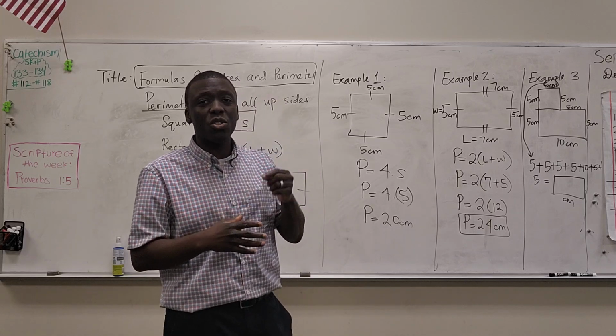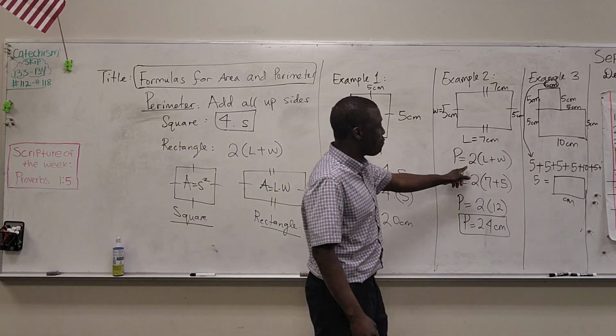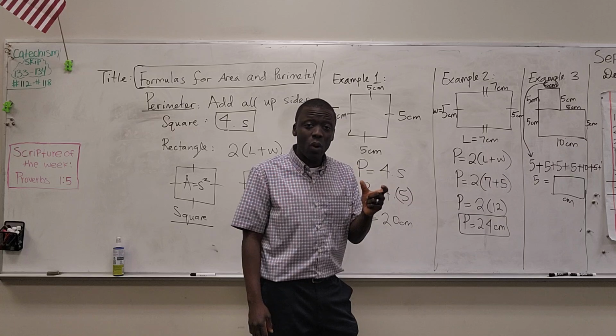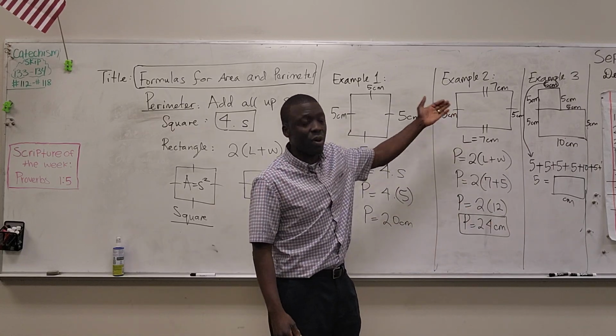So I really want to encourage students to take good notes, show your work every step of the way. And so here we have P is equal to 2 times (length plus width). Length plus width is 7 plus 5, which is 12. We have 2 times 12, which is 24. That's the perimeter of this rectangle.